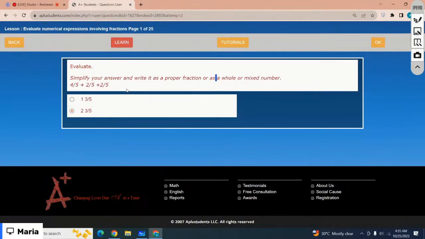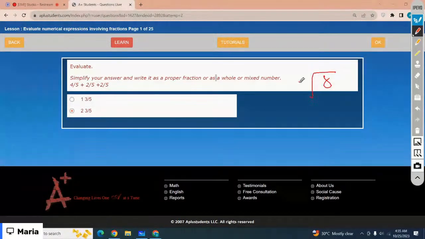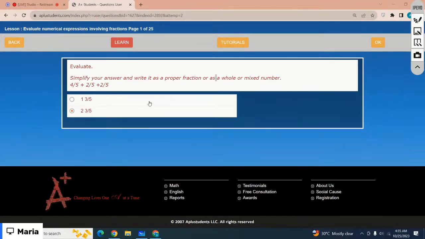So when you add, that is 4, 5, 6, 7, and 1, 8 over 5, right? So when you divide it by 5, 5 times 1 is 5. It would be 1 whole 3 over 5. So option number 1 is the correct option. The correct option is 1 whole 3 over 5.